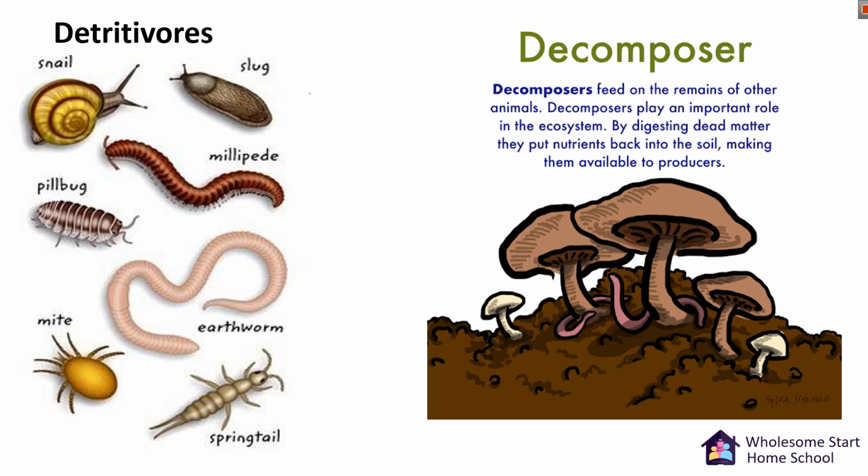different from each other. Though they both depend on dead decaying organisms, they differ in what they feed on. Their action is different. Now let's just talk about it. We have the snail, the slug, the millipede, the earthworm, the springtail, the mice, the pupa.